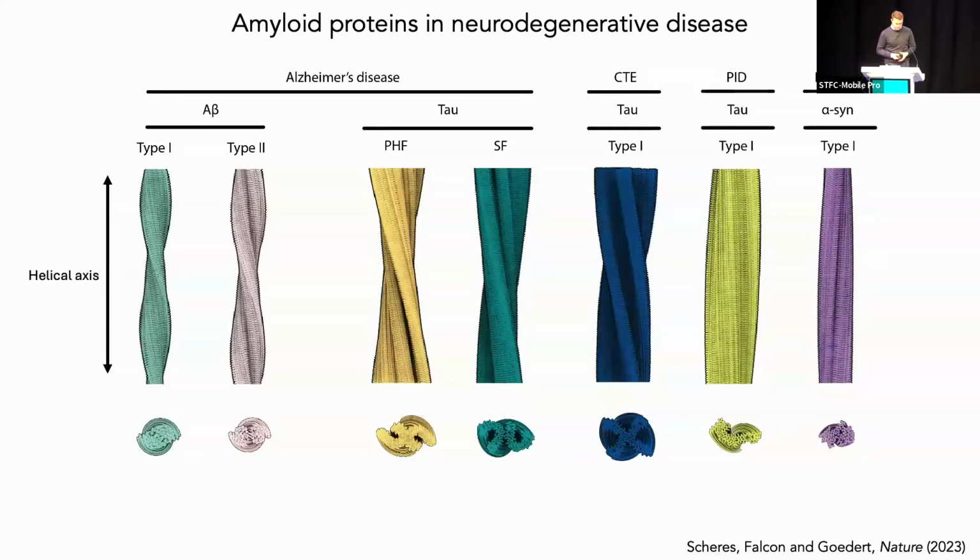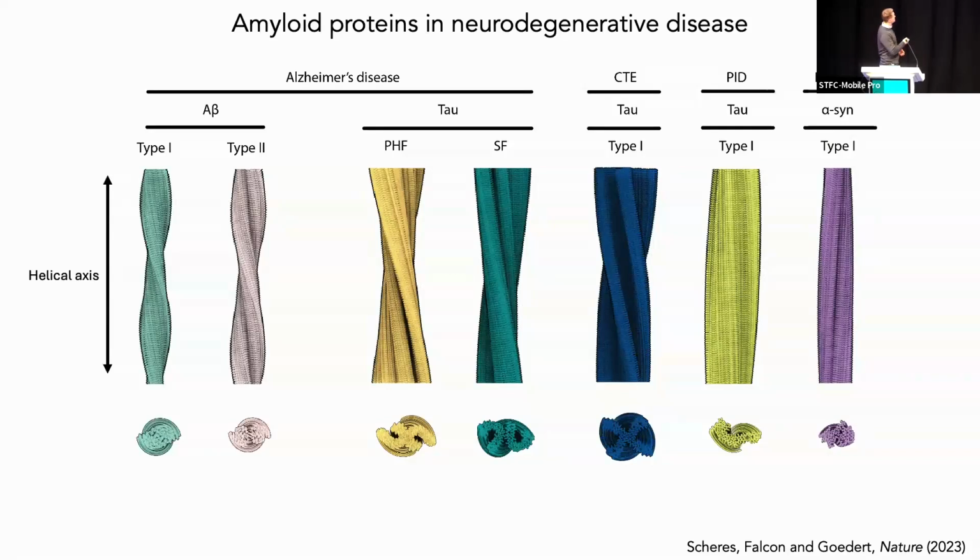So most neurodegenerative diseases are associated with the deposition of a disease-specific amyloid protein. And over time, these polymerize to form fibrils and filaments inside the human brain. On this slide, you can see the structure of several amyloid proteins, which have been determined by extraction from human brain tissue and using helical reconstruction methods.